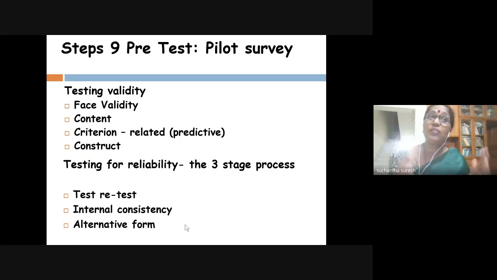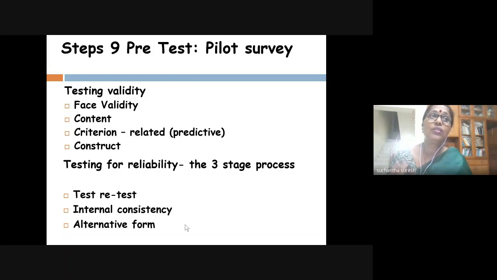Okay, find out Cronbach alpha. That is only for those rating scales, attitudes and perceptions, if at all you measure them; it becomes more important there. Internal consistency. Okay, so that's why the pilot study is important, dear friends.